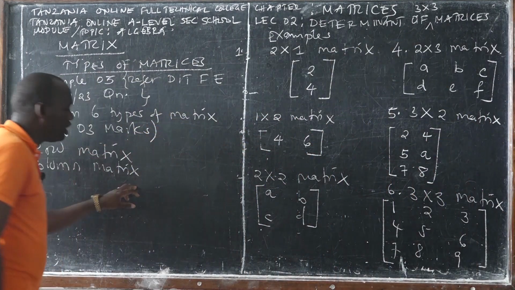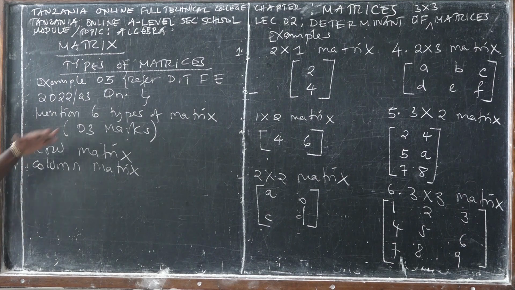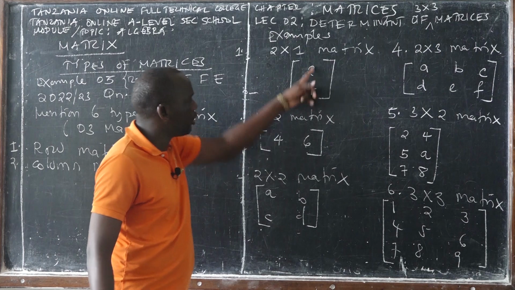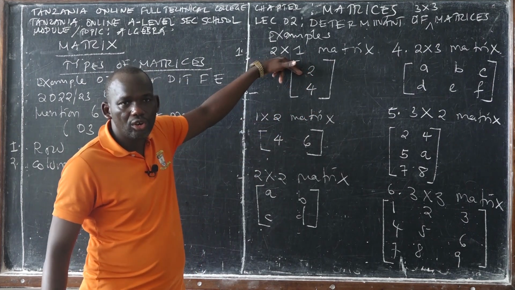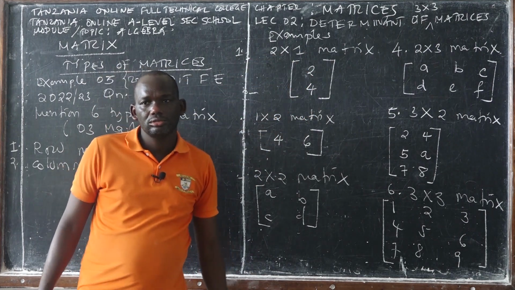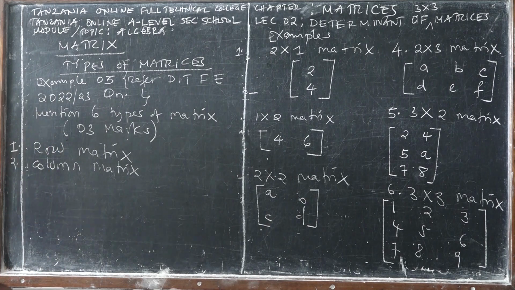Column matrix, it has what? A single column, multiple what? Rows. Just like this one. Single column. First row, second row. Okay? Yes. Because sometimes, maybe in a test, maybe as you mentioned 6 types of the matrices with examples.